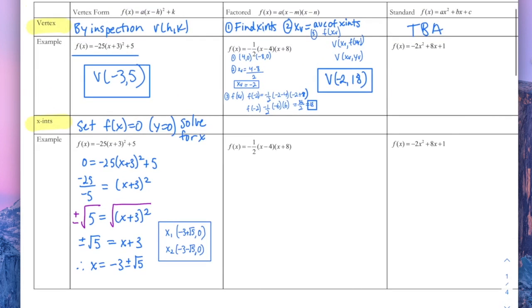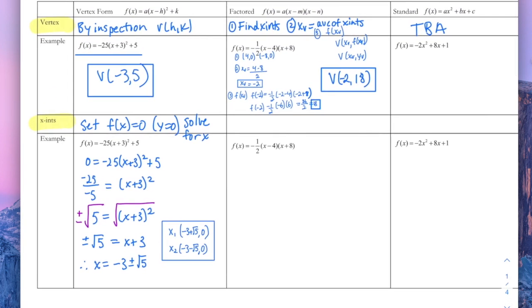Great. So how do I find the x-intercepts of factored form? Well, this is where factored form is super beneficial. We're going to use the zero product property, right? So again, we're going to set f of x to 0, or y equals 0, and afterwards use the zero product property.